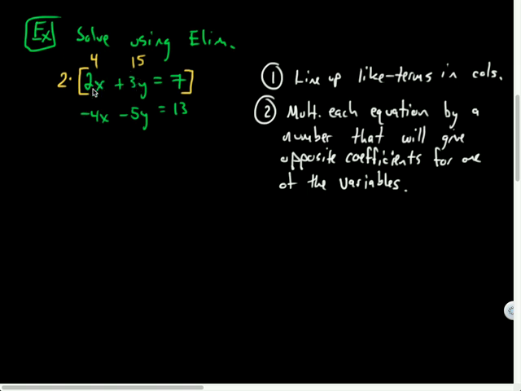Now, just as a quick question, what would I have multiplied the top equation by if I wanted opposite y's? You'd multiply the top one by 5 and the bottom one by 3, and I would have gotten a positive 15y and a negative 15y. So you wouldn't have been wrong for doing that, you just would have had larger numbers. So let's multiply this top equation through, and I'm going to write my results right underneath this other one. So 2 times 2x is 4x, 2 times 3y is 6y, and 2 times 7 is 14.